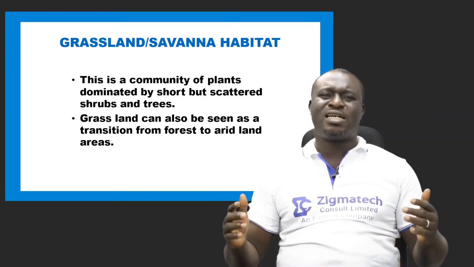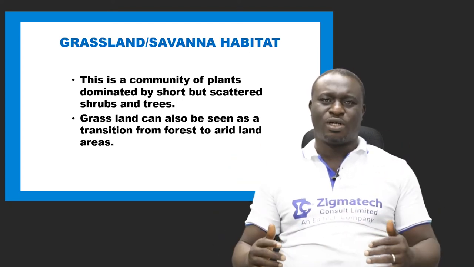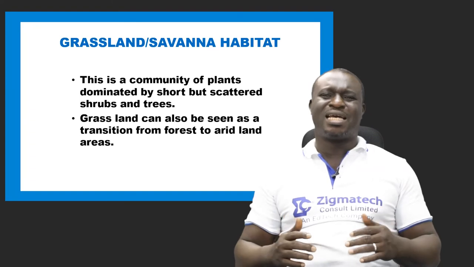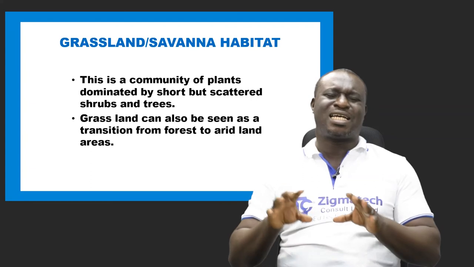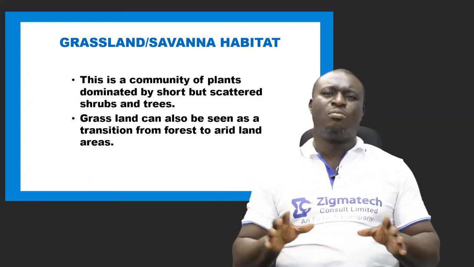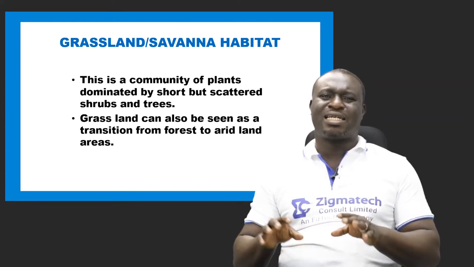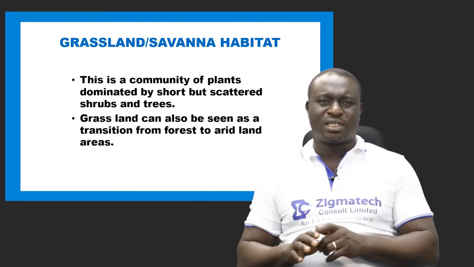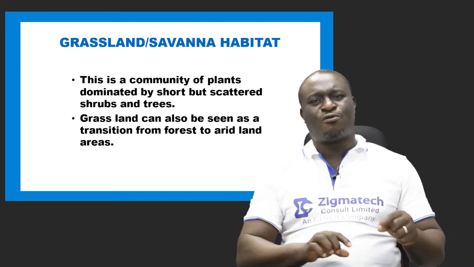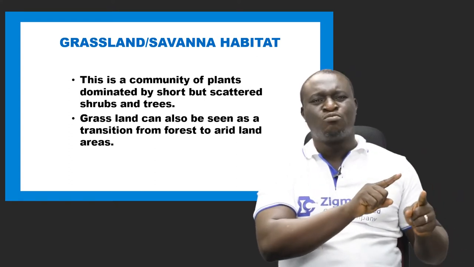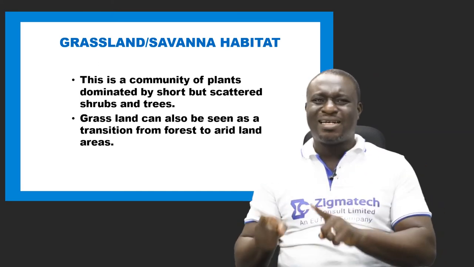So whichever name it is called in your area, please note it is still grassland we are discussing. Now, what is grassland? It is a community of plants dominated by short but scattered shrubs and trees. Grassland can also be seen as a transition from the forest habitat to the arid land habitat.